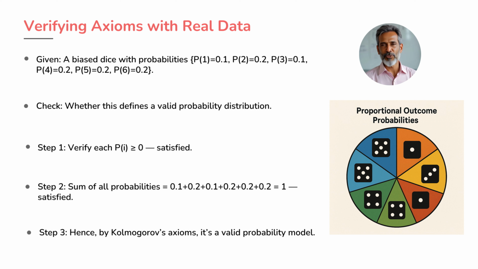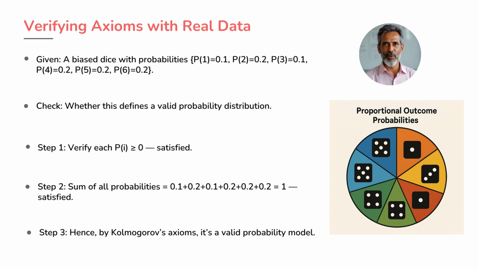Let's verify the axioms using a concrete example. Suppose we have a biased die where the probabilities of faces 1 to 6 are 0.1, 0.2, 0.1, 0.2, 0.2, and 0.2 respectively. Step 1. Check that all probabilities are non-negative. Checkmark, every value is greater than or equal to 0. Step 2. Add them all together. 0.1 plus 0.2 plus 0.1 plus 0.2 plus 0.2 plus 0.2 equals 1. Checkmark. Step 3. Since the total is 1 and all probabilities are non-negative, this forms a valid probability model.